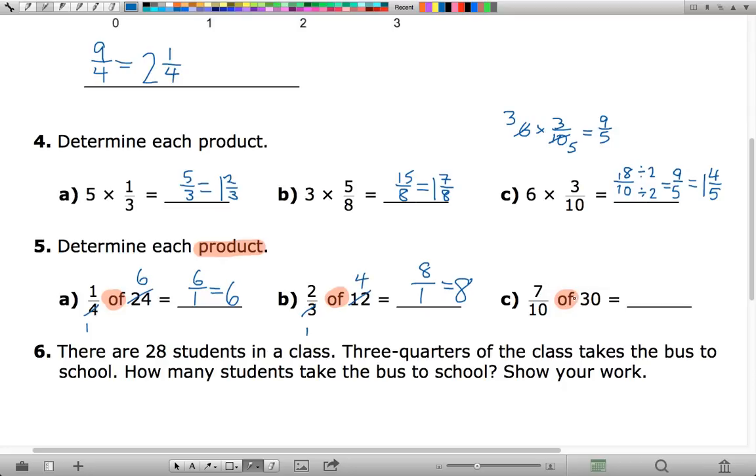So now 7/10 of 30. We divide this by 10, we get 1. Divide this by 10, we get 3. And 7 times 3 is 21 over 1. Or in other words, just 21.